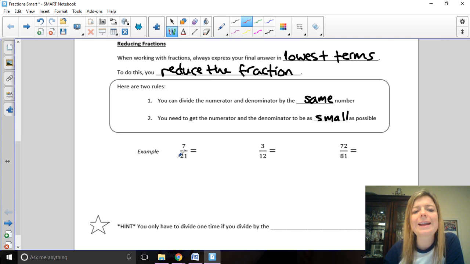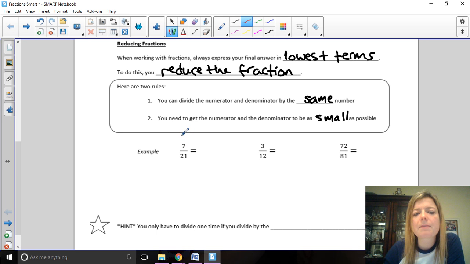So we don't want to write 7 out of 21 because that's not in its simplest form. Okay, we want to write it so it's as small as possible. So we want to find an equivalent fraction that has smaller numbers on the top and the bottom. So we do that by dividing the numerator and the denominator by the same number. So we think about numbers that they can both be divided by. And we need to get it as small as possible.